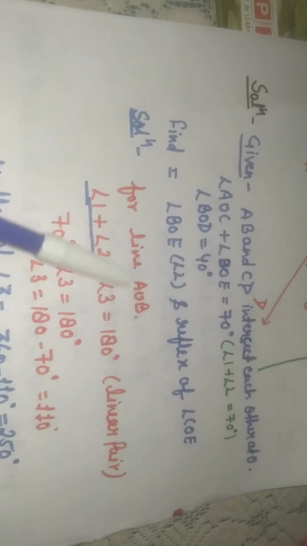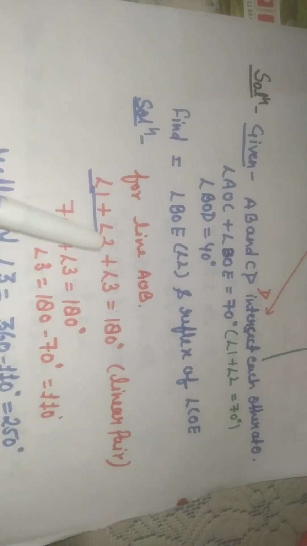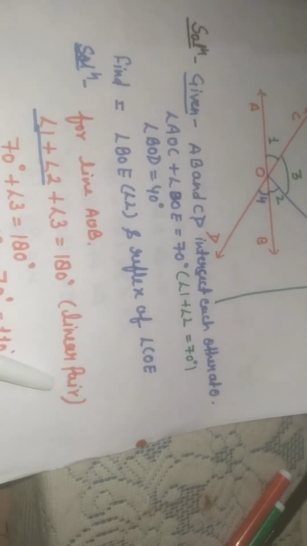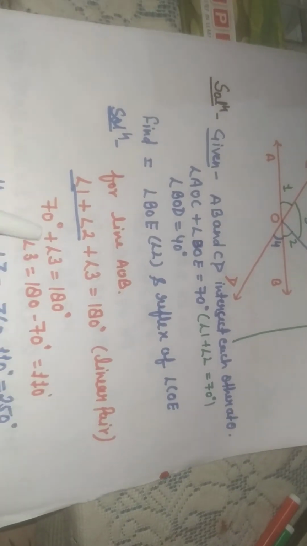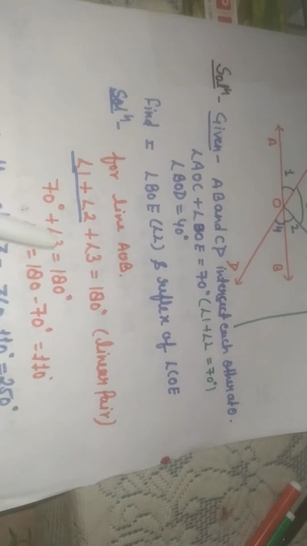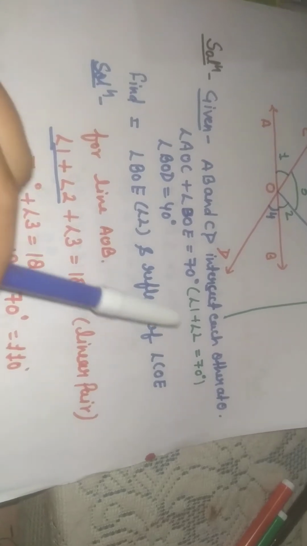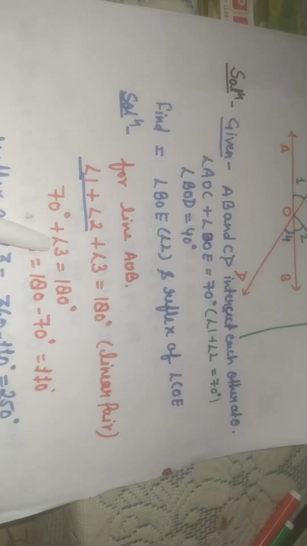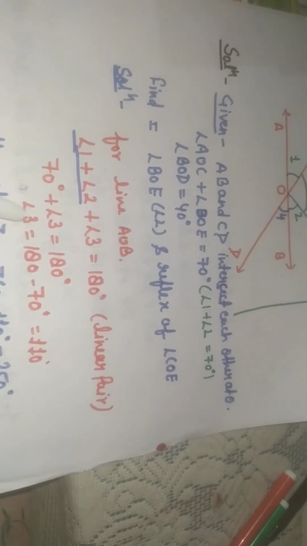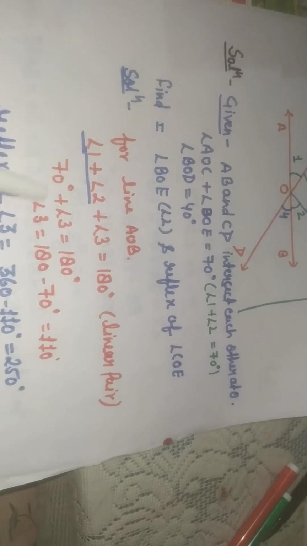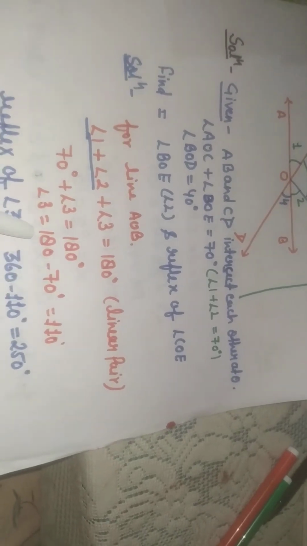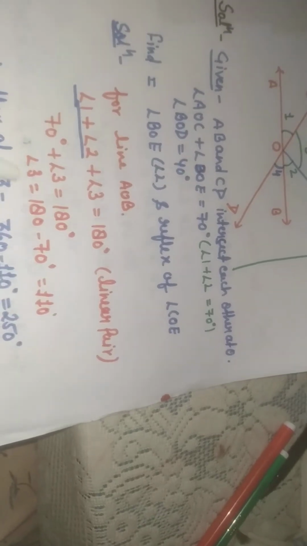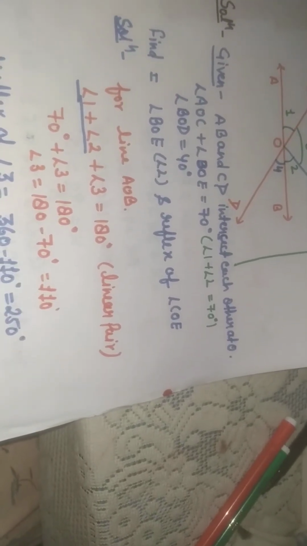So for line AOB, angle 1 plus angle 2 plus angle 3 is equal to 180. They are forming a line and they are linear pairs. And I have told you earlier also that the sum of a linear pair of angles is 180 degrees. And 1 plus 2 is given in the question, that is 70 degrees. So we keep the value here: 70 plus angle 3 is equal to 180 degrees. Angle 3 is equal to 180 minus 70, because when plus 70 goes across, it becomes minus. So 180 minus 70 means 110. So angle 3 is equal to 110.